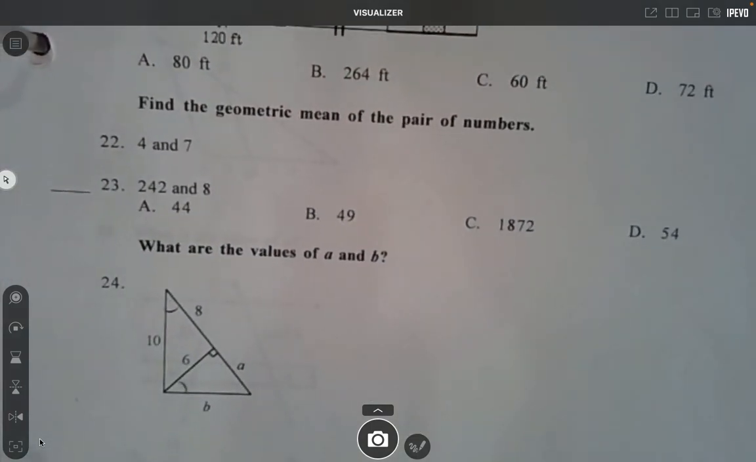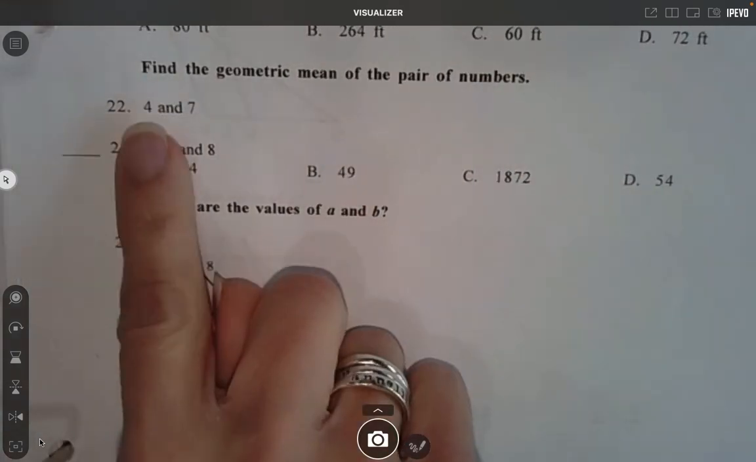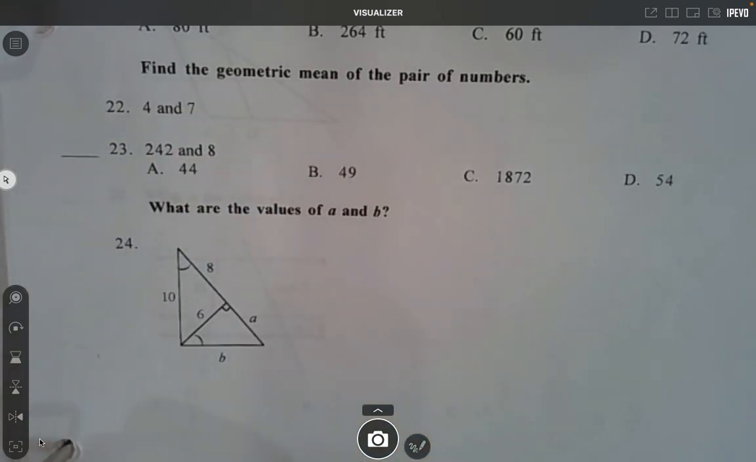Okay, 22 and 23, you have to remember how to find this. The way to do it, you multiply those two numbers, take the square root of it. So what is 4 times 7? 28. And you would take the square root. So it's the square root of 28, but that's not really simplified. Does anybody know how to simplify that? Look, 4 times 7. What's the square root of 4? 2. And leave your square root of 7.